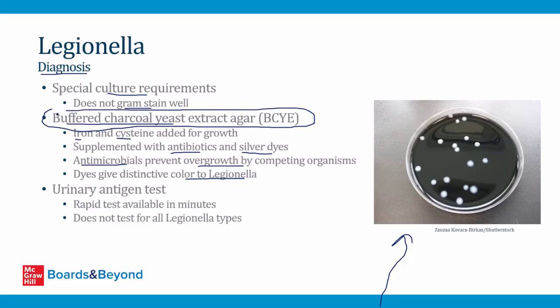Instead, what we usually do to make the diagnosis is a urinary antigen test. This is a rapid test. It's available in minutes. It doesn't test for all Legionella types, but if this test is positive and the patient has typical signs and symptoms, that's often how the diagnosis is made.